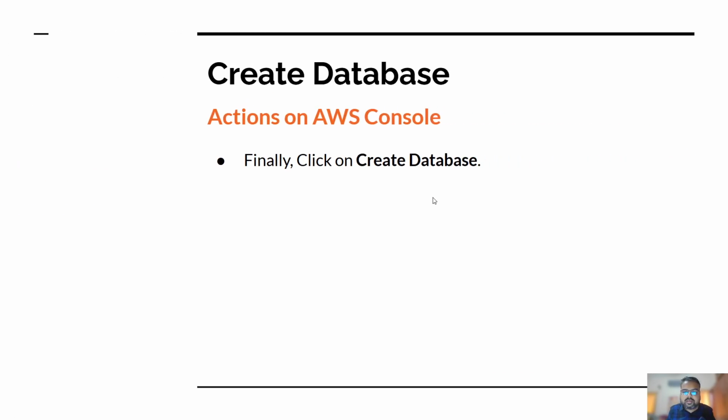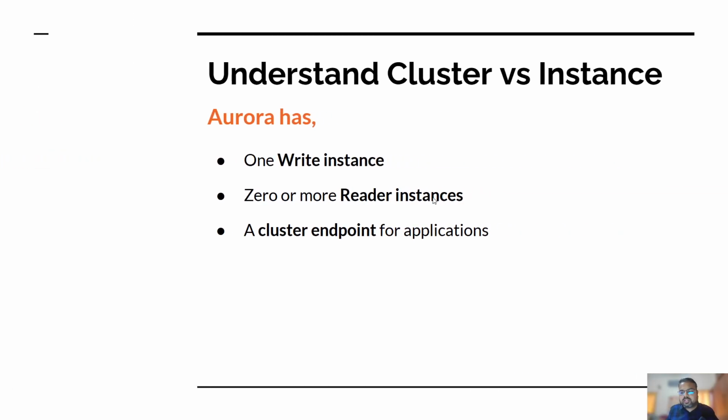Finally, on the create database, we need to understand the cluster versus the instance. In an Aurora cluster, there are two things: one is the writer instance, and another is the reader instance. Aurora creates one writer instance for write operations, and it can create multiple read instances for read scaling. Applications usually connect using the cluster endpoint, and Aurora automatically routes the traffic to the correct instance.